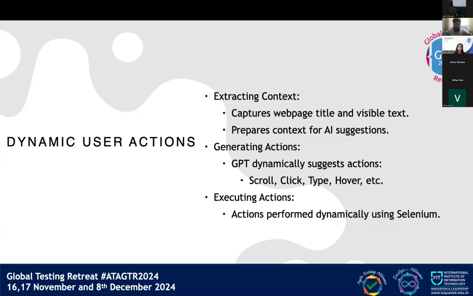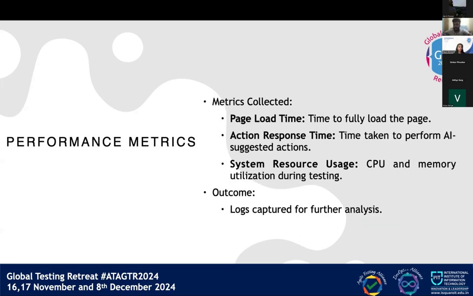This dynamic behavior means the system can uncover edge cases or issues that might be missed in the traditional method we use for the testing. So while testing, we capture three critical performance metrics, like the page load time. This is the time it takes for a web page to load completely. For instance, a heavy product page might take longer to load, and it can frustrate users.